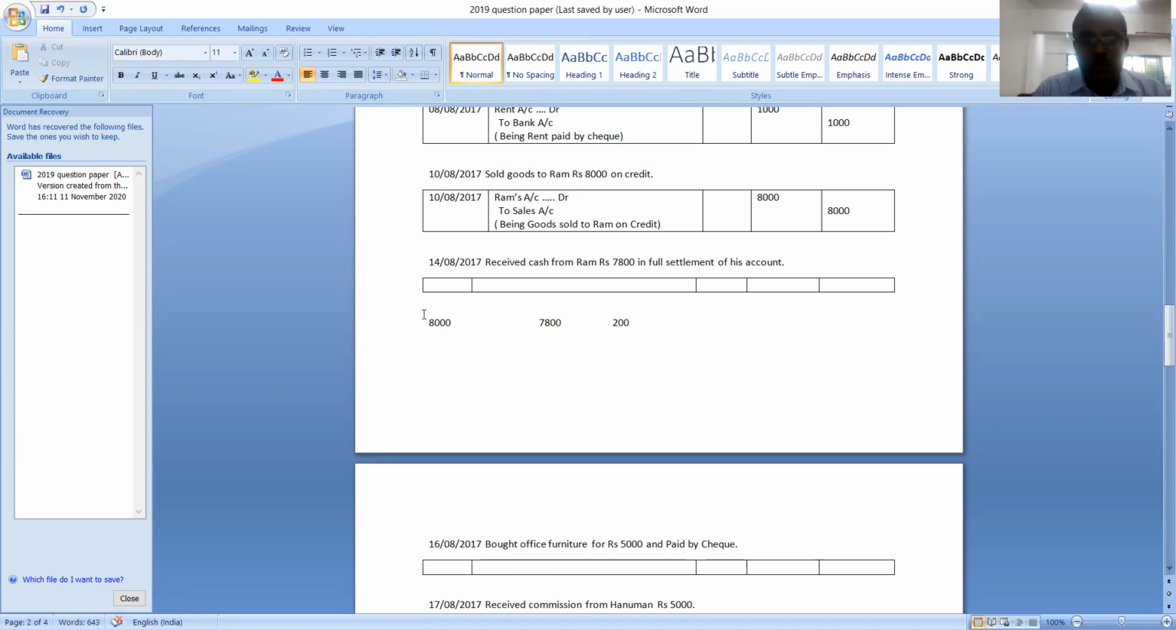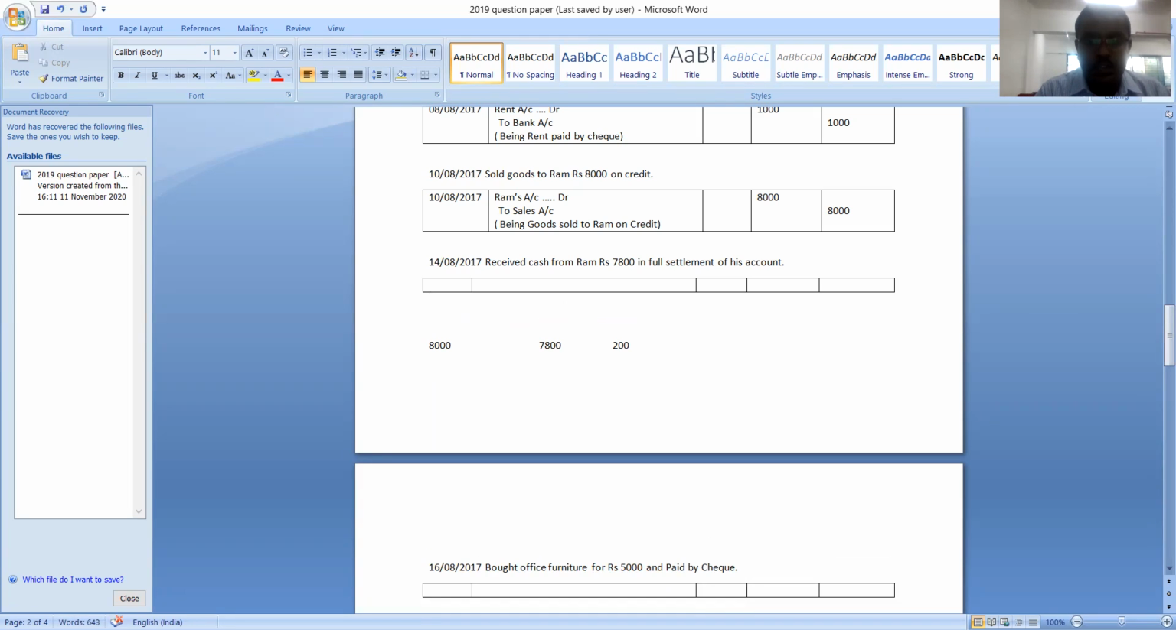Now we'll see how many accounts are there here. Here actually three accounts will come. Received cash from Ram, so one account is Ram's account. Another account is the cash account. Another account is the discount account. How many accounts will come? Three accounts will come. One is Ram's account, another is the cash account, and the third is the discount account.